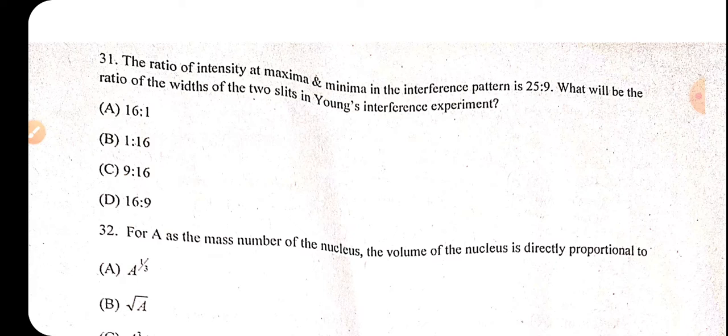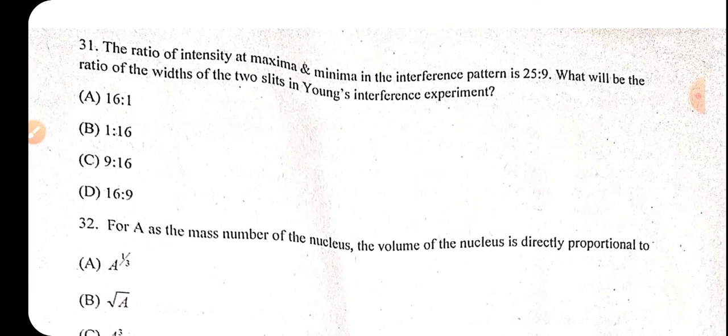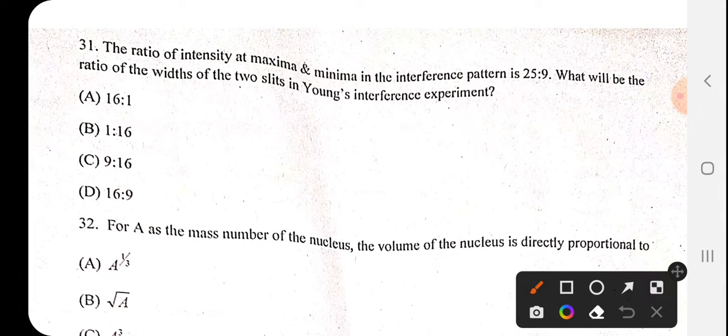Okay, so I will start from question number 31, and this question is given: the ratio of intensity at maxima and minima in the interference pattern is 25:9. So what will be the ratio of the widths of the two slits in Young's interference experiment?